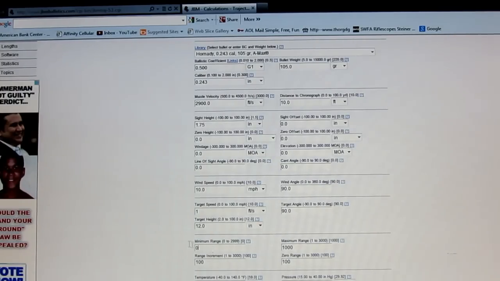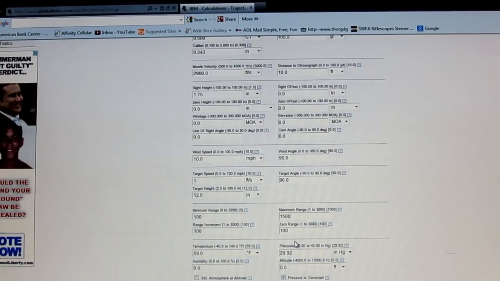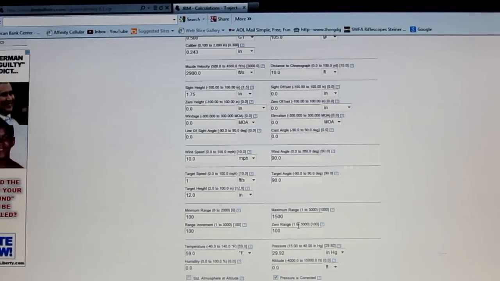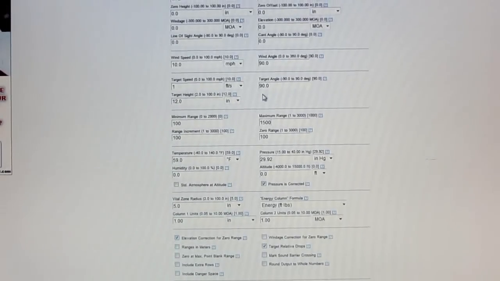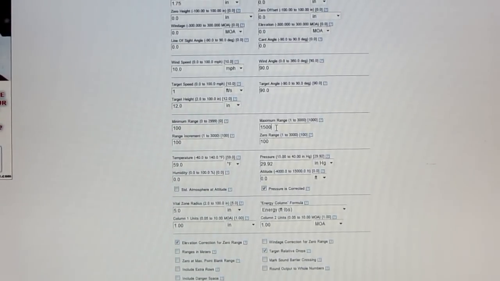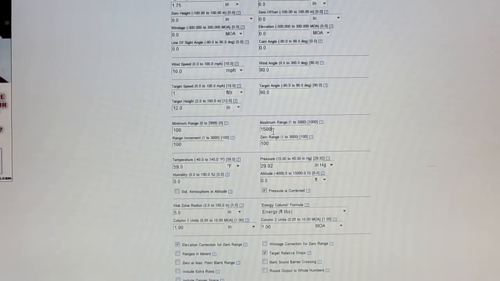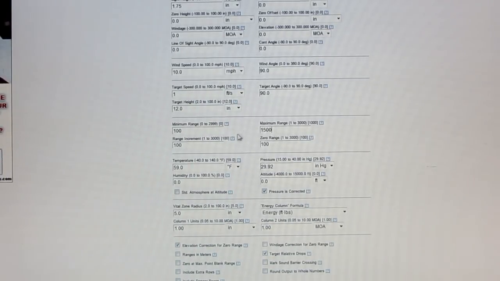Minimum range. The first range I'm going to want on my data here is 100. And for the maximum range, for the 243, I'm going to go ahead and say 1500, and we'll come back later and double check that. You'll see in a minute how that works out. But you're going to want to overshoot what you anticipate your max range to be so that you have enough ballistic data to get out there. And I'll show you how to determine what that max range is.